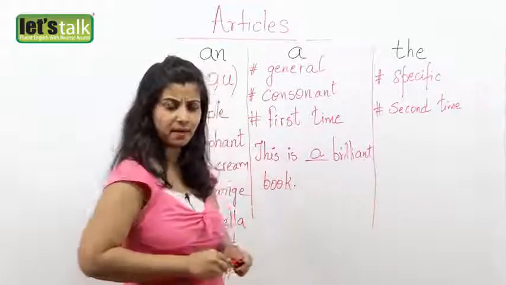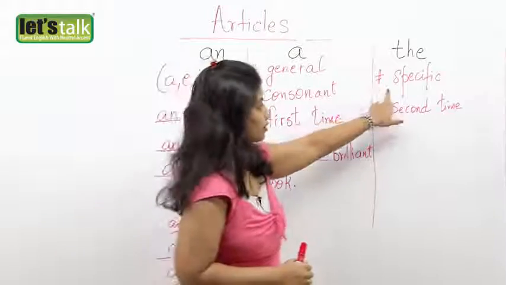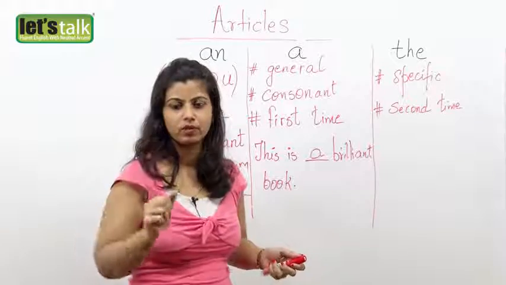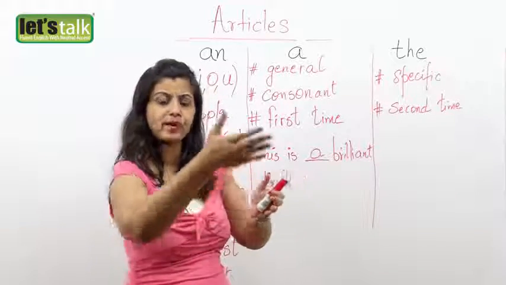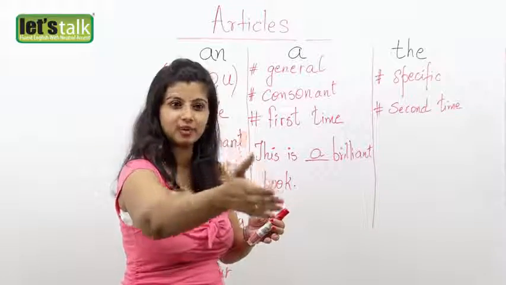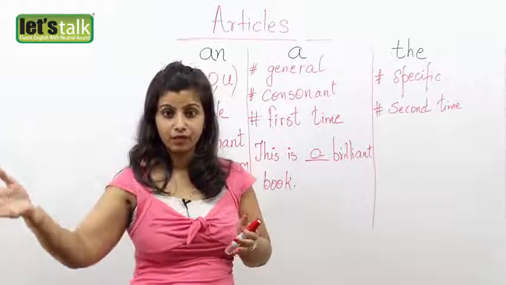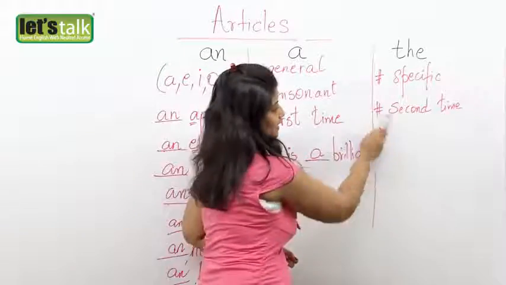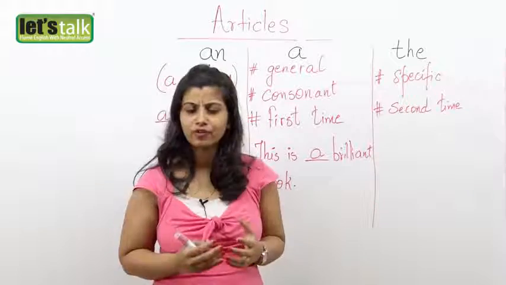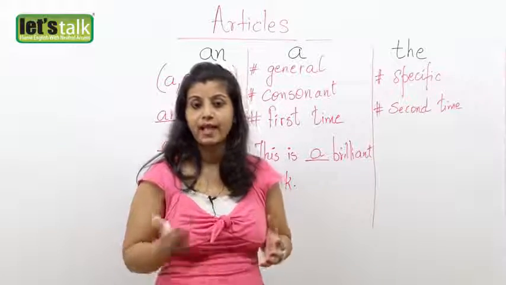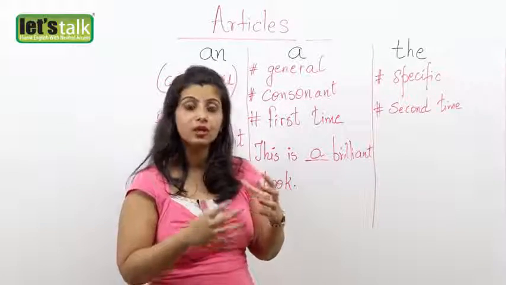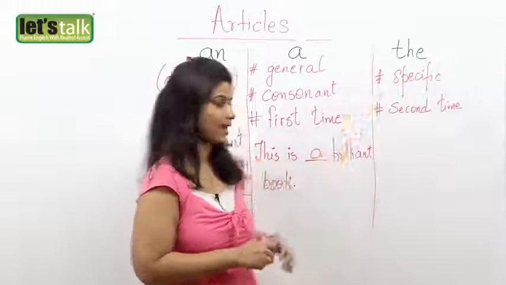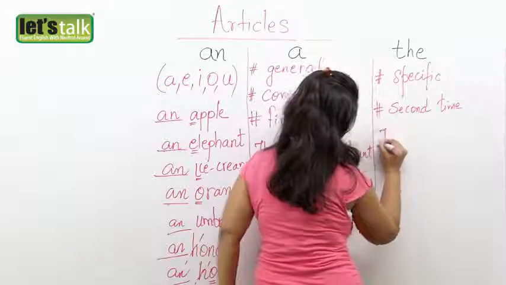Okay, it's very simple to remember a and the. You are talking about something in specific. The girl looks beautiful. Which girl? I'm obviously going to point out a particular girl and tell you the girl is looking beautiful. Okay, so specific, I am being specific. Second time. I have of course spoken to you about that girl before, and only then can you relate to me when I am talking about that girl. So again, I'm talking about it the second time. Let's see an example.